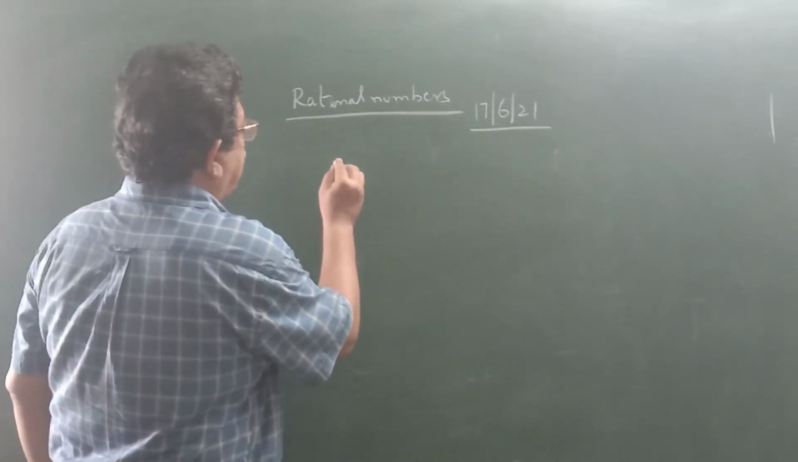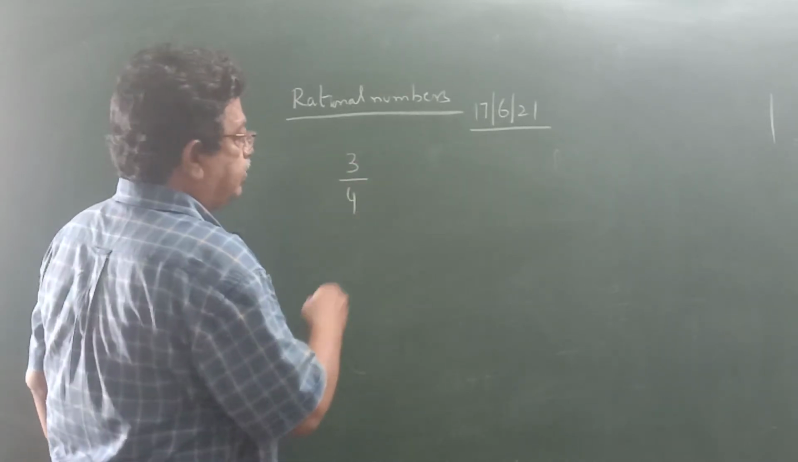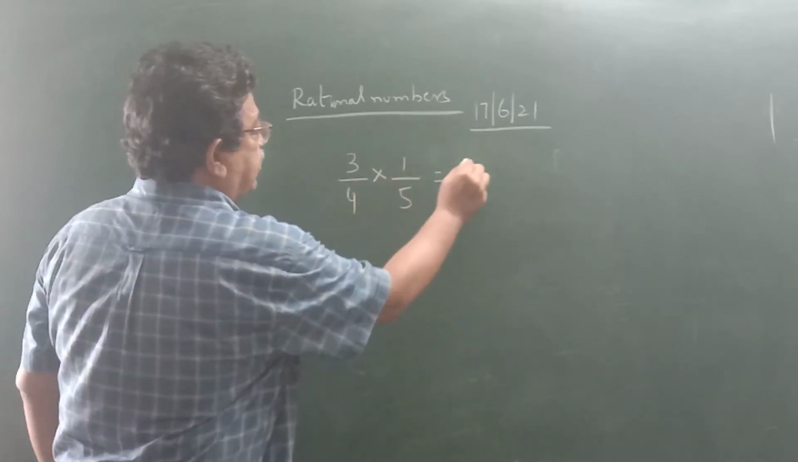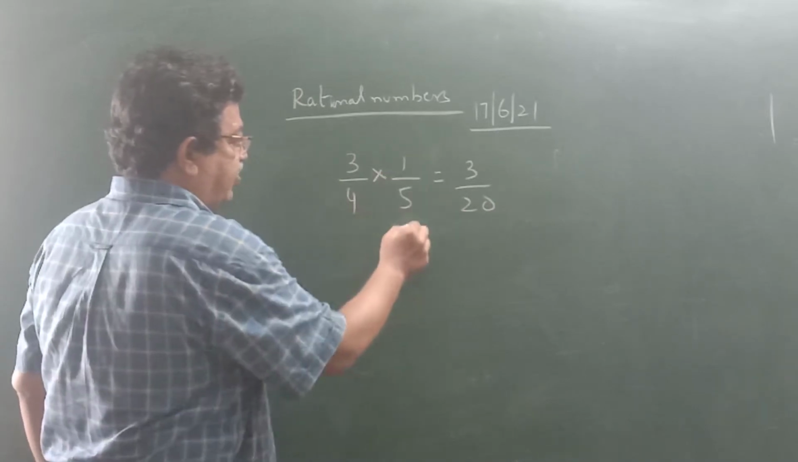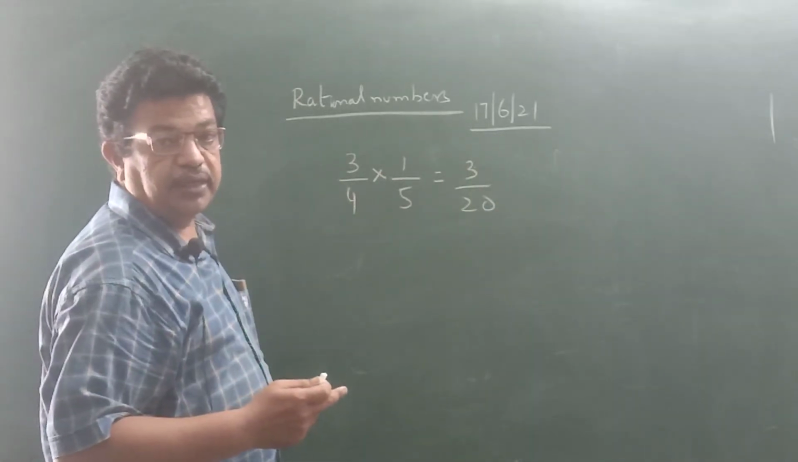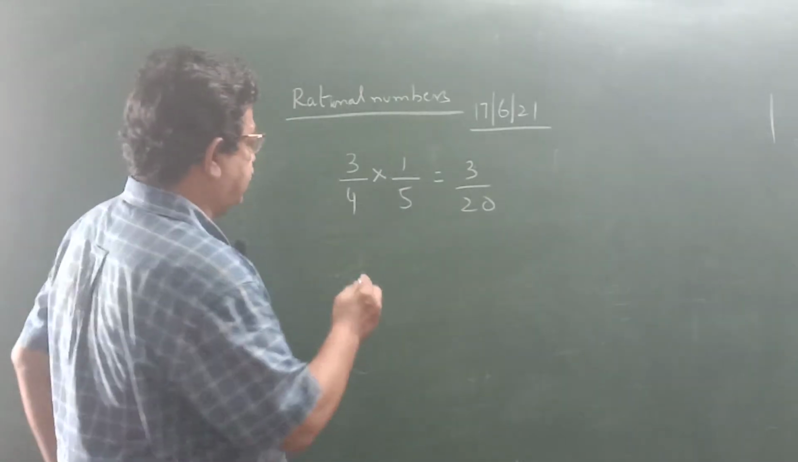Now, I am going to take a rational number, say for example 3 by 4. 3 by 4 is multiplied by 1 by 5. 3 into 1, 3. 4 into 5, 20. The product of 3 by 4 and 1 by 5 is 3 by 20. The product of two rational numbers is a rational number. Rational numbers have closure property under multiplication.